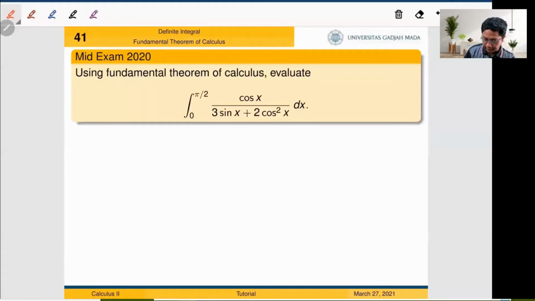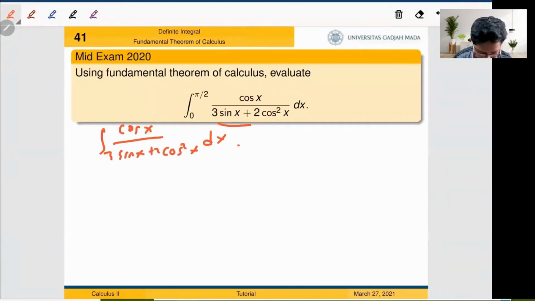So what we have to do, again, solve this integral: 3 sinus x plus 2 cosinus square x dx. Okay. Any idea what we have to do? I have cosinus and then sinus and cosinus square.